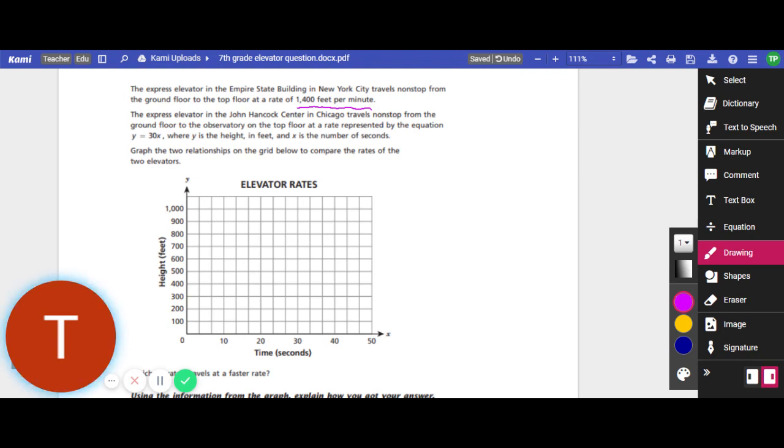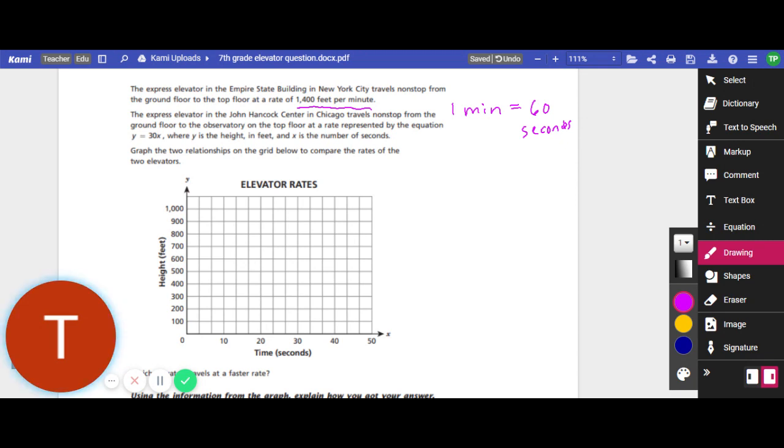So we need to do a little bit of work with that rate of 1,400 feet per minute and get it in terms of seconds. We know that 1 minute is the same thing as 60 seconds. So we could look at the graph and say, okay, it must travel 1,400 feet in 60 seconds. Can I graph that? But if you look at the x-axis on the graph, our time in seconds, it doesn't go up to 60 seconds. It only goes up to 50.